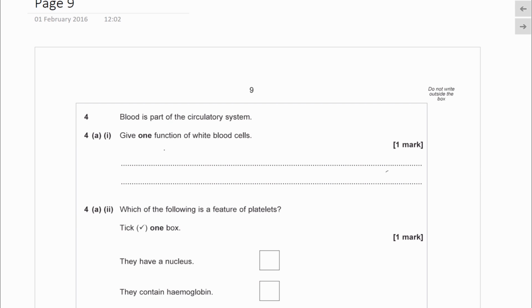Now what do they actually do? Well, they destroy pathogens is the main one. Okay, so I'm going to say they destroy. Right, there we go, let's just neaten that up. Destroy pathogens. Alright, that's enough for 1 mark.